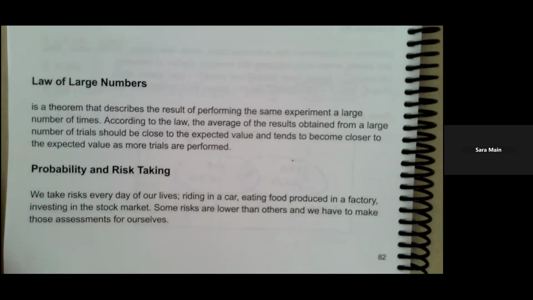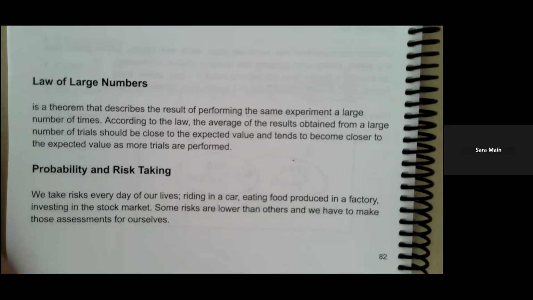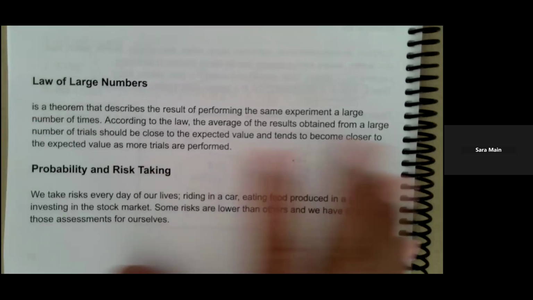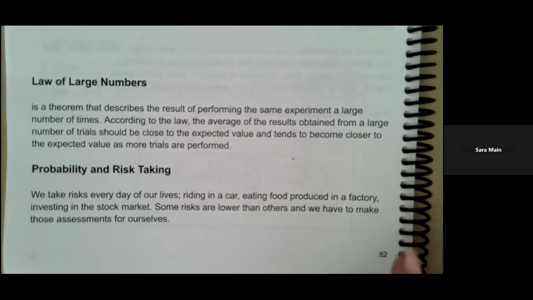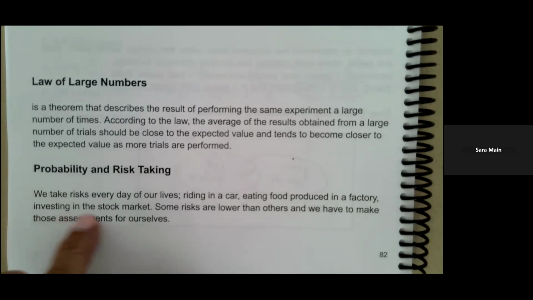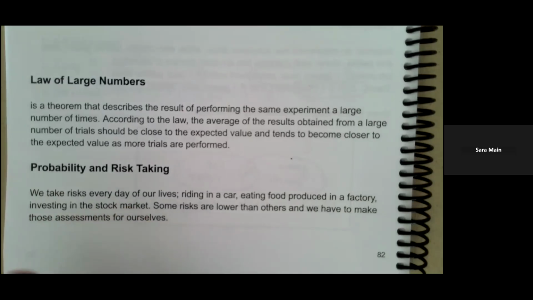Much of what we do in life has probability and risk taking. Some things have bigger risks than others. Driving to work, you have a risk if you're driving in your car, if you're riding your bike, if you're walking on a very fast road versus a side road. We take risks with our money. We invest money for our retirement, right? And some of those risks might be very risky and some might be low risk, investing in the stock market.